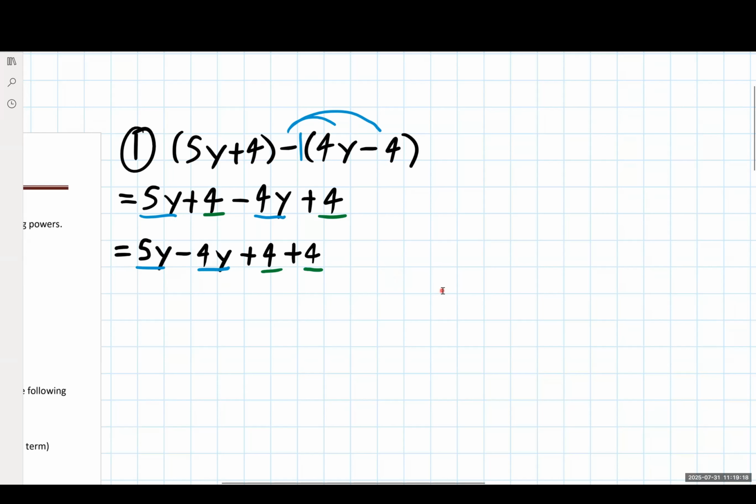Remember, when I combine like terms, the variables and the variable exponents stay the same. It is only the coefficients that will add or subtract together. So the y stays the same. 5 minus 4, that's going to give me 1. Well, I could write this out as 1y if I wanted to. Now on the back end, I have 4 plus 4. That's going to give me 8.